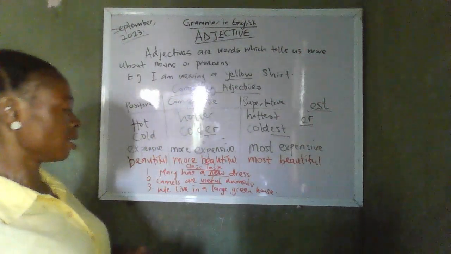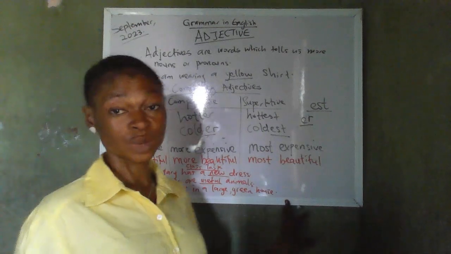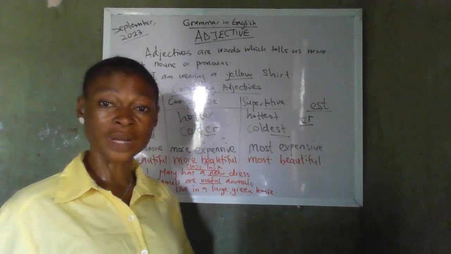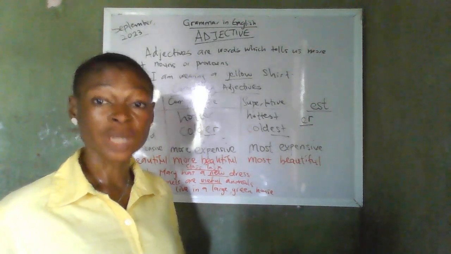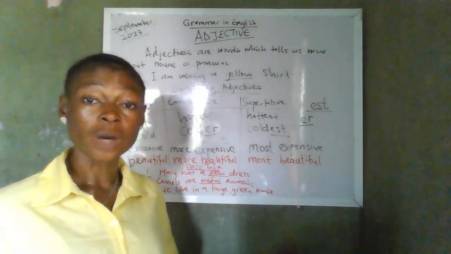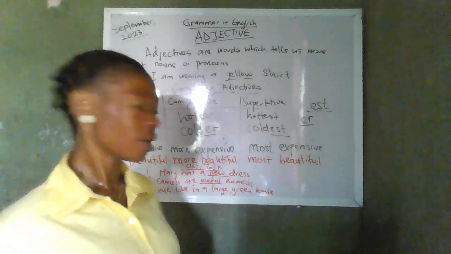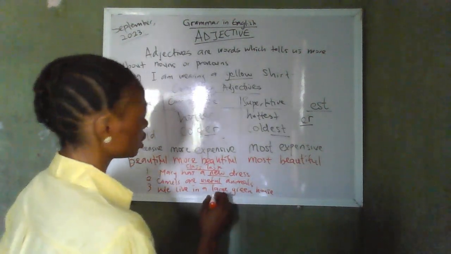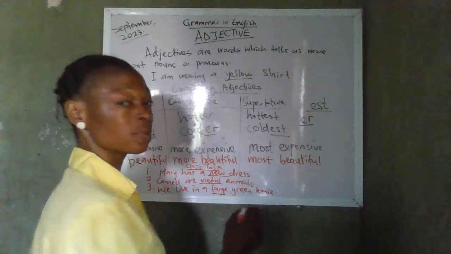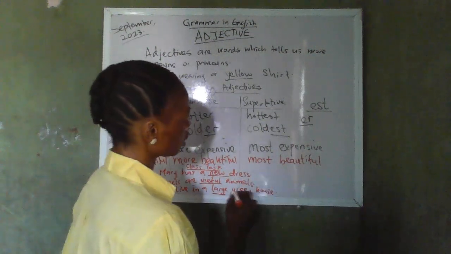Now we live in a large green house. We live in a house, right? What kind of house do we live in? We live in a large house and the color of the house is green. So there are two adjectives in this sentence, which are large and green.